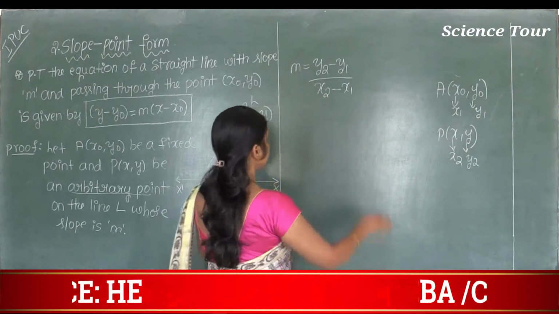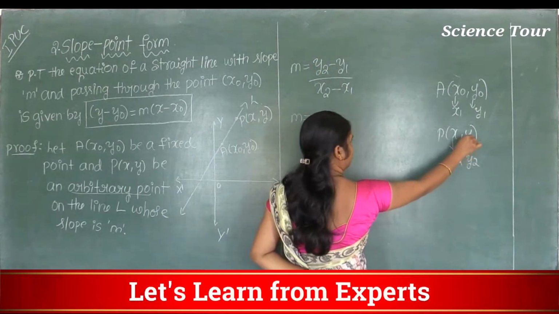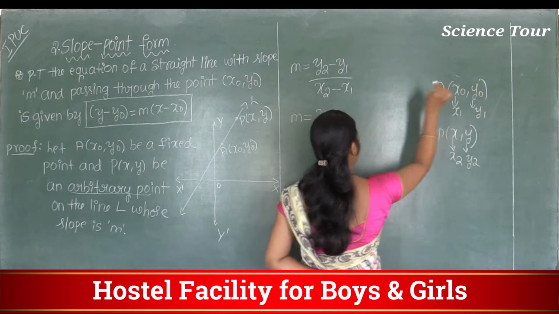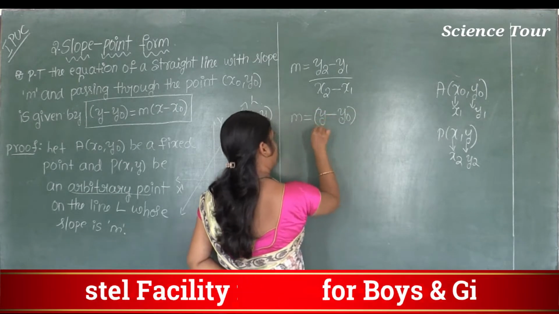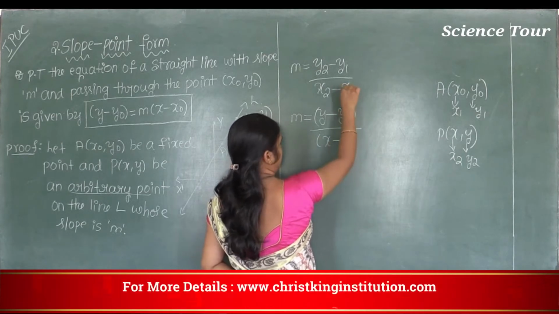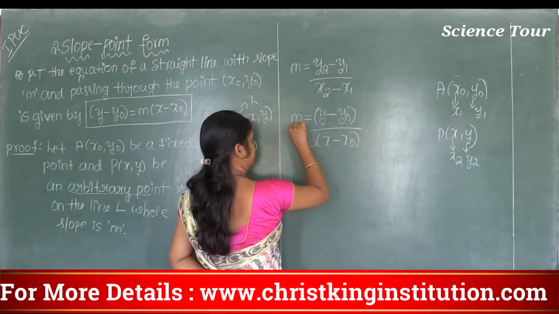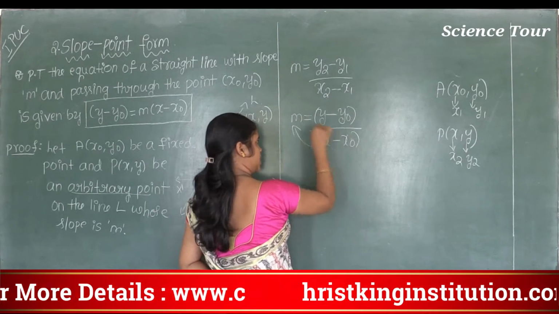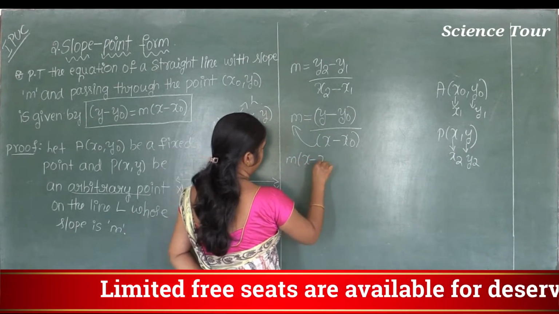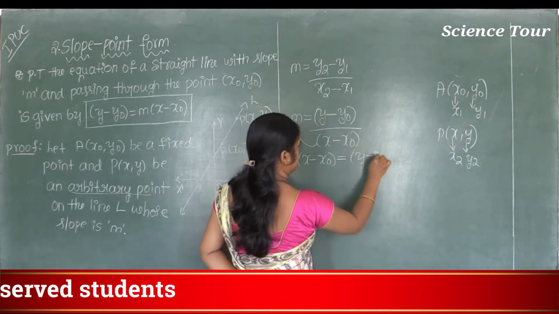Now we'll substitute. What is the value of y2? y2 is equal to y, minus y1. What is the value of y1? y1 is equal to y0, by x2. x2 is equal to how much? x, minus x1. x1 is equal to how much? x0. Now I'll multiply the denominator x minus x0 with m. So what will it become? m into x minus x0 equal to y minus y0.